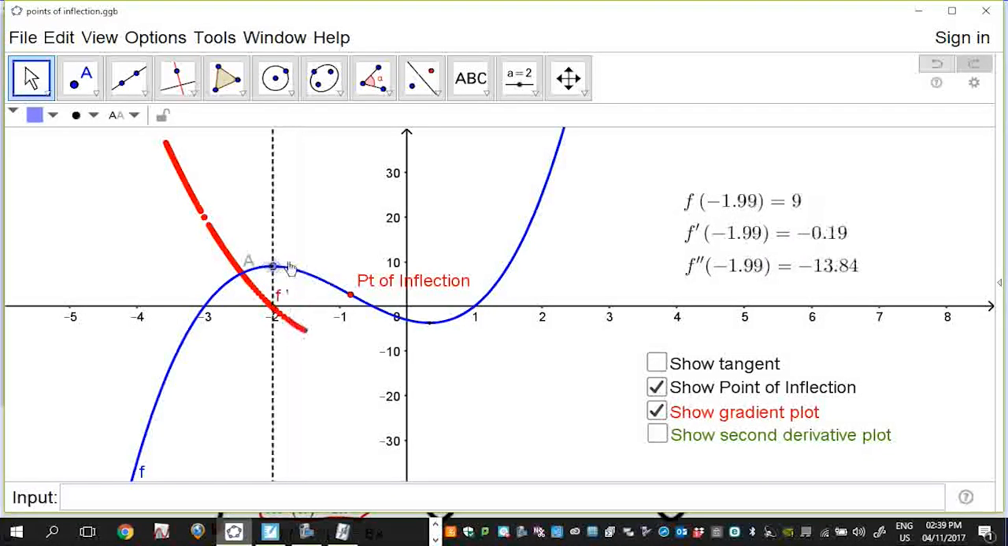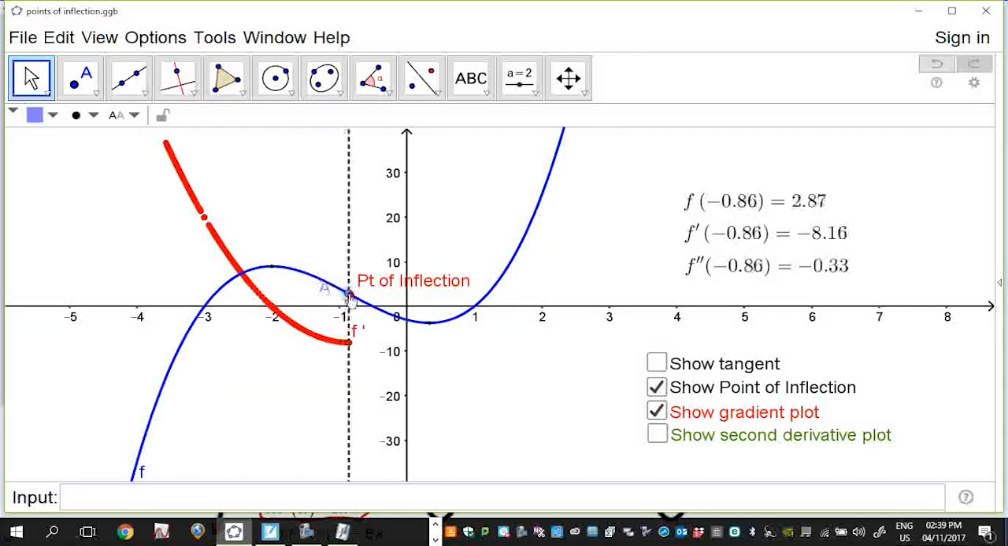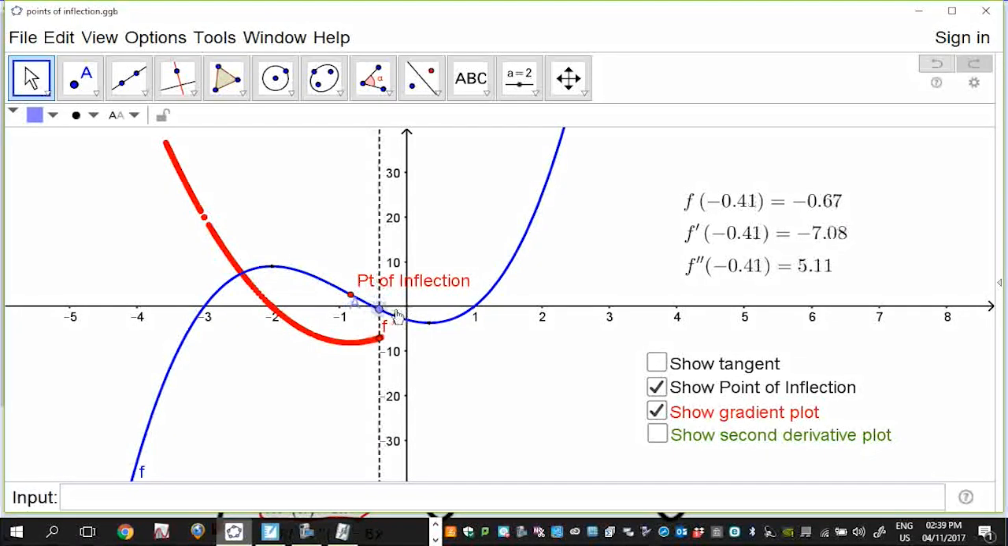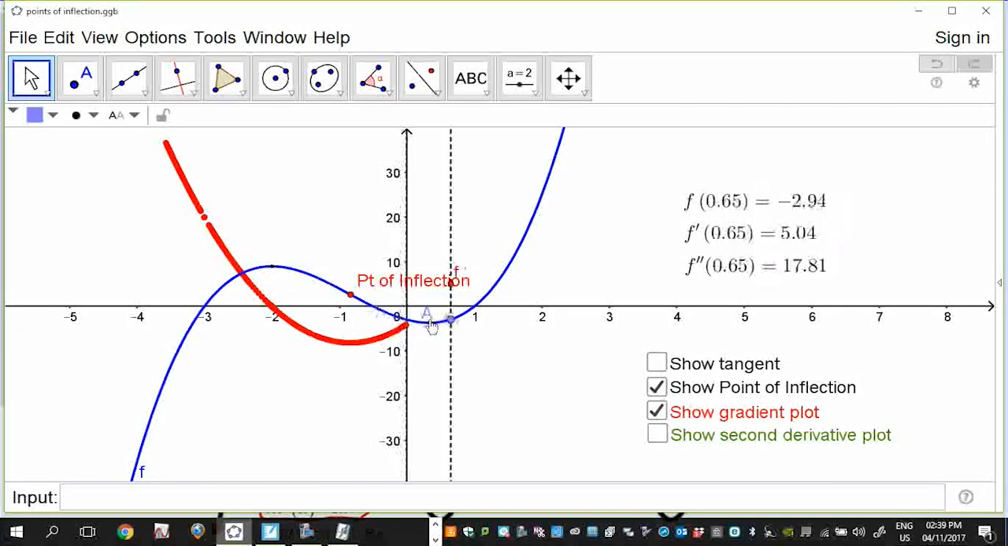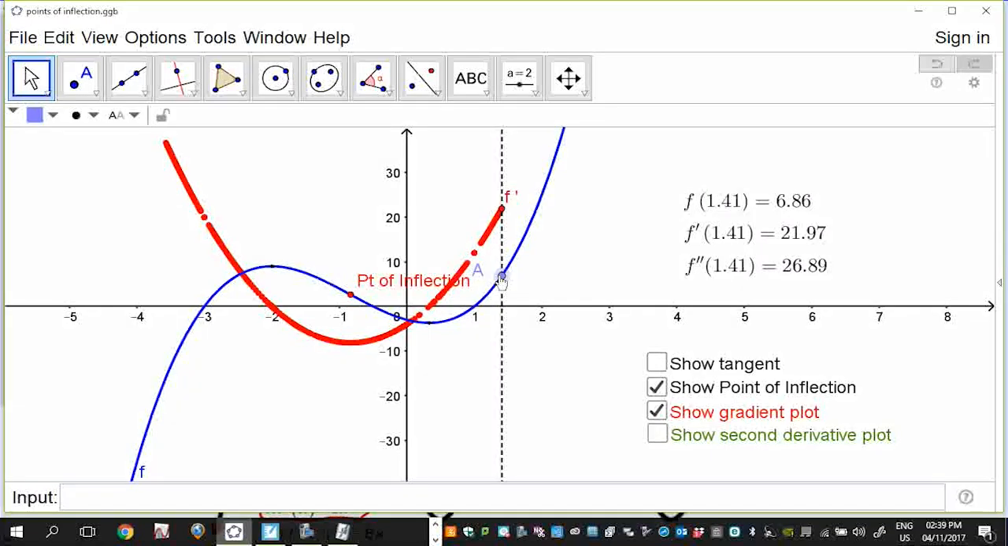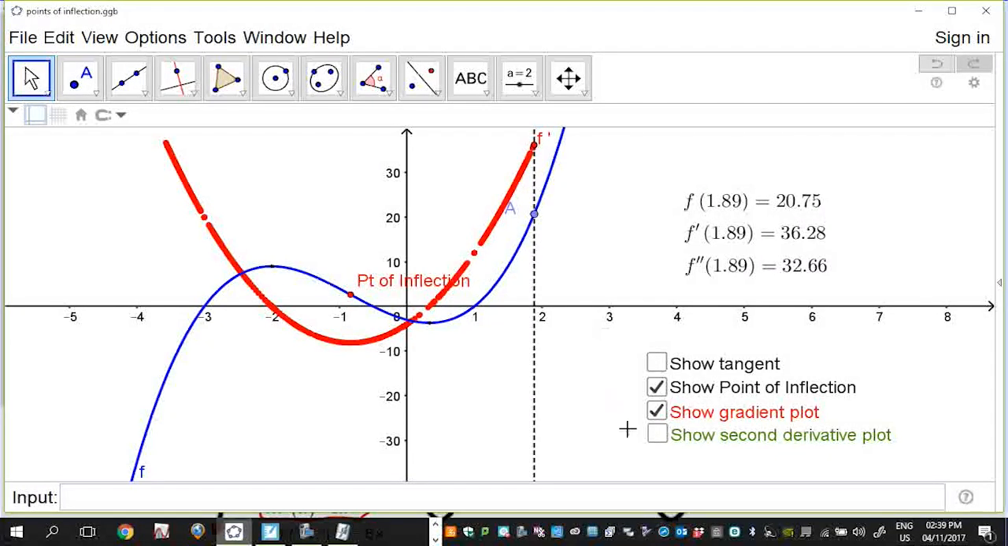Now the gradient goes negative, which is why the red point has gone below the axis, and it stays below the axis. At this point, the gradient's been decreasing its whole life so far, but here the gradient starts to increase, and that's why the red graph is now turning back uphill. At this point over here, the gradient will get to 0 again, and thereafter the gradient will be positive.